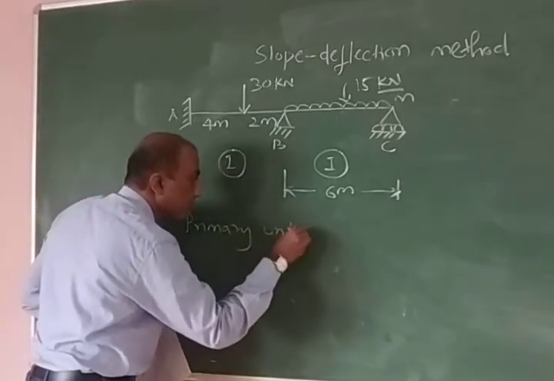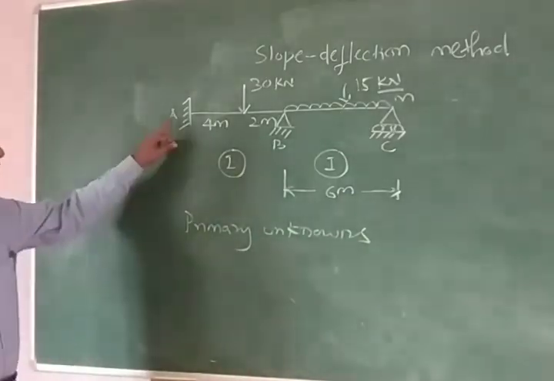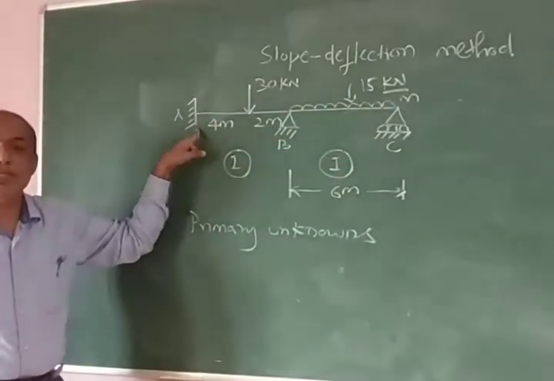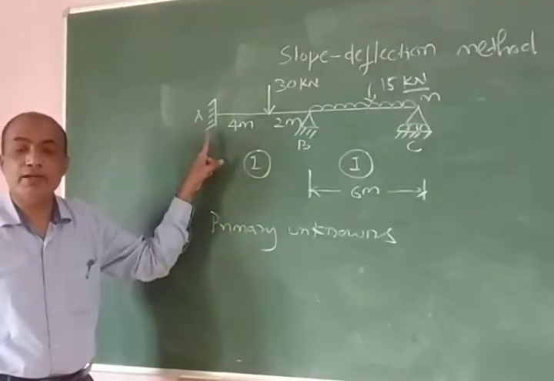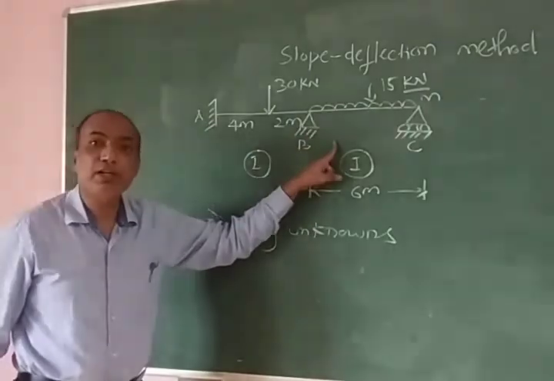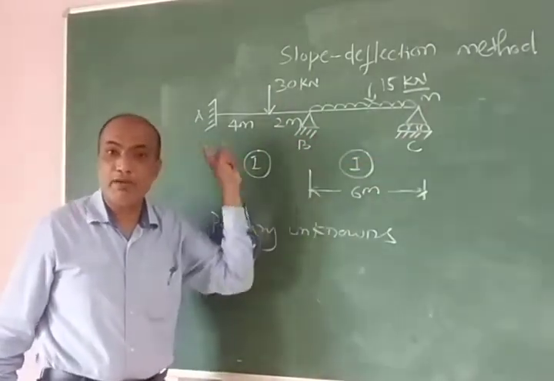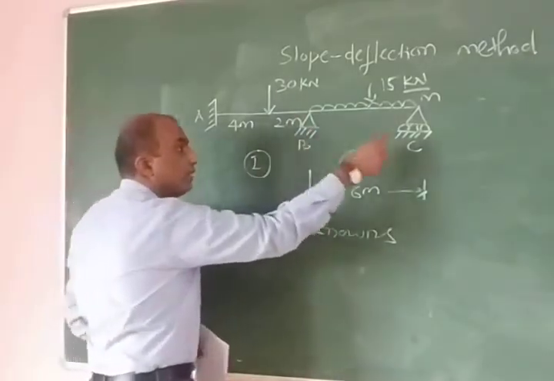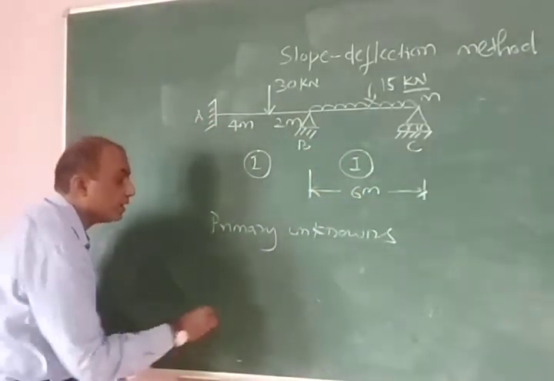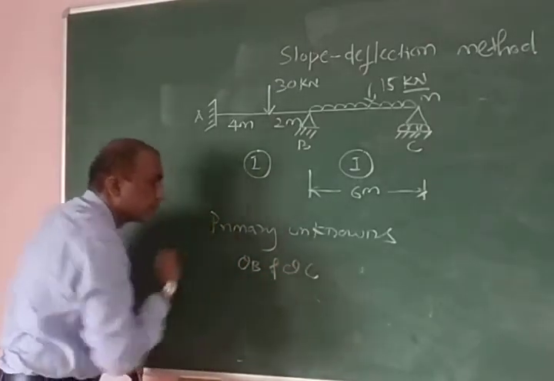How many primary unknowns? Primary unknowns are identified at the supports. This is a fixed end, so there is no slope and no deflection, because a fixed end will not have any slope or deflection. This is a hinged end, it will have slope, and this is a roller end, it will also have slope. So deflections are not there, only slopes are there for B and C. So the primary unknowns are theta B and theta C.